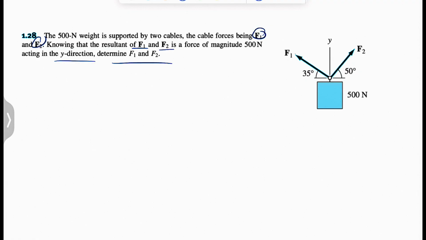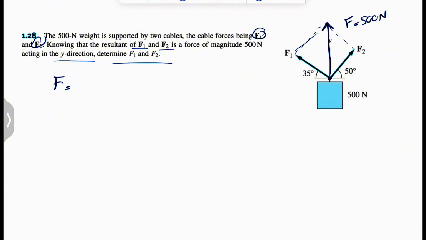So what we know is that the resultant of these two forces is going to be along the y direction, so it's going to be our F, which we know is 500 newtons. Later on in engineering mechanics, we're going to get familiar with the concept of equilibrium, which means the sum of all forces has to be zero in x and y direction. But basically what the question is giving us is that the resultant F is along the y direction, which means there is no x component for F.